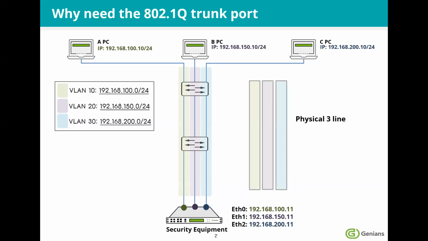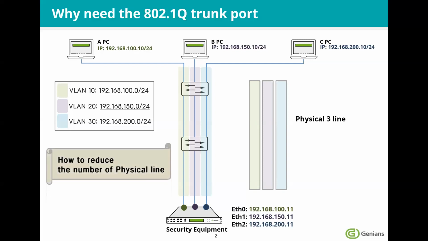If a customer uses more than 100 networks, the physical lines need to be more than 100. Security equipment must also support at least 100 interfaces. This is a waste of resources and it's difficult to expand the network. So how do we reduce these physical lines? The solution is to use the Electron 1Q protocol.